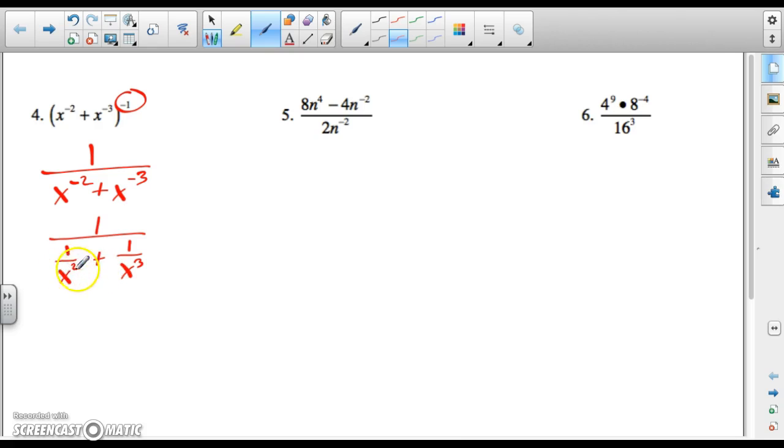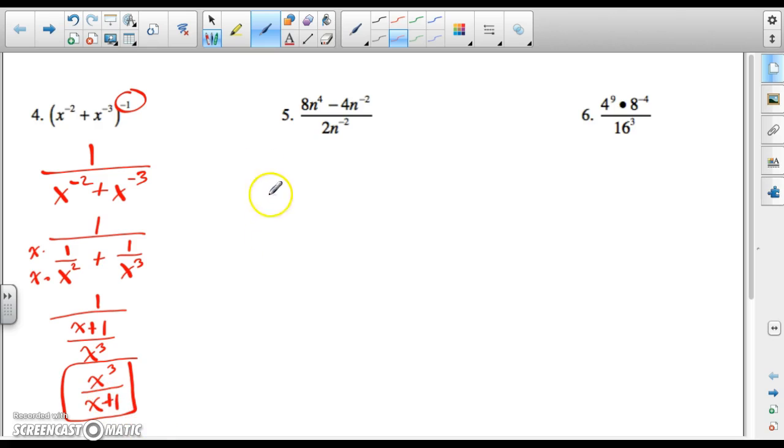We see that this fraction, to get common denominators with the second one, would need an additional x on top and bottom. So if we were to simplify this with common denominators, we'd have 1 over x plus 1 over x cubed. And because you're dividing a fraction, that's the same thing as multiplying by its reciprocal. So that would be our end result, x cubed over x plus 1.